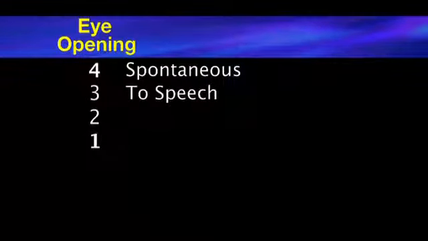Starting with eye-opening, this component of the GCS has a maximum score of 4. If a patient's eyes are open spontaneously, then they score 4. If a patient only opens their eyes to speech, then they will score 3. If a patient only opens their eyes to pain, they score 2. And if there is no response, then they score 1.